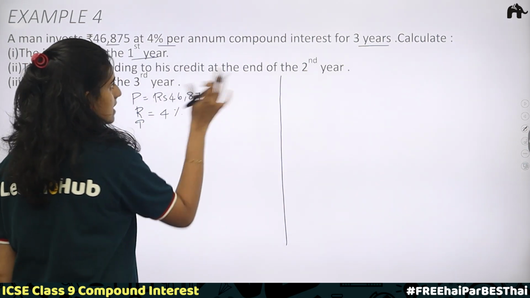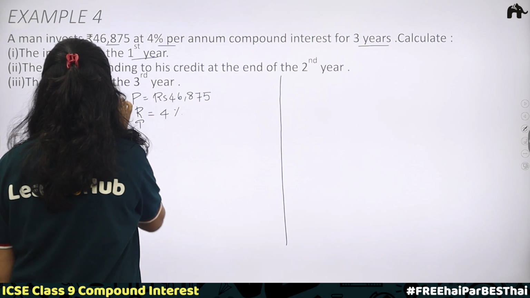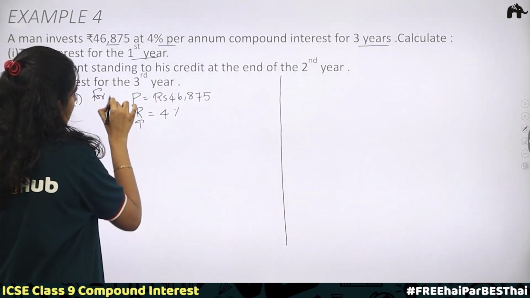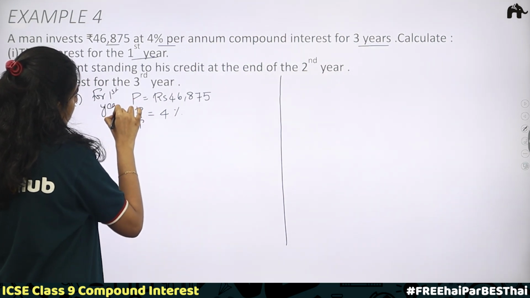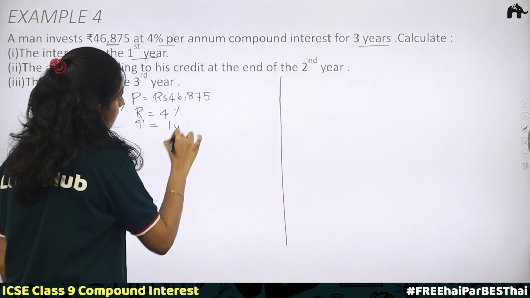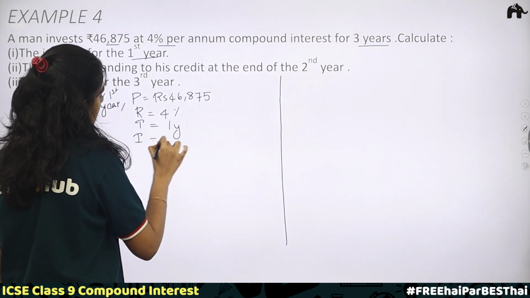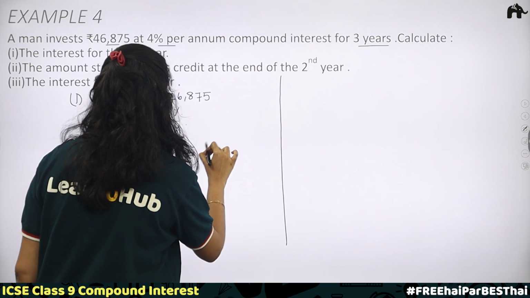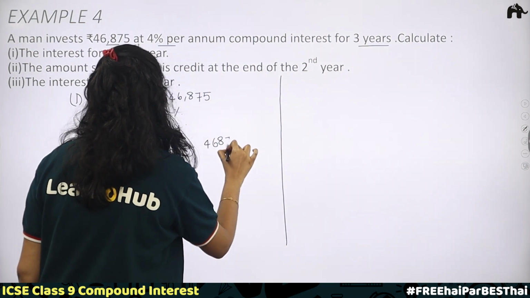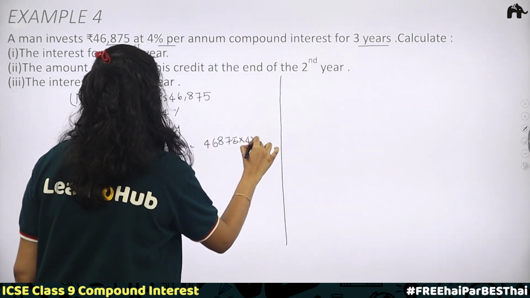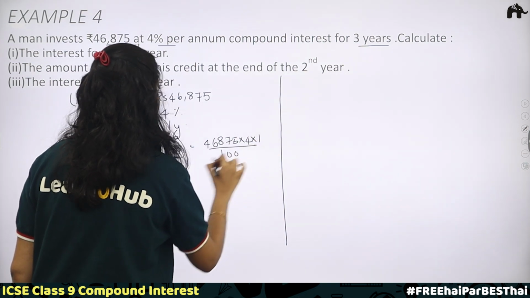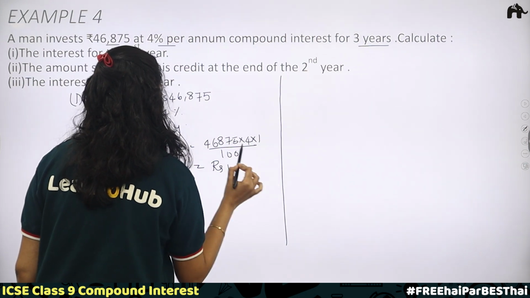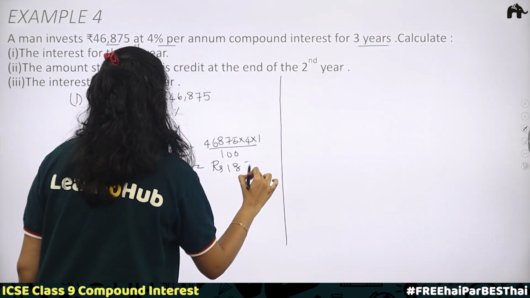Time is 3 years. So here we are going to find, for the first part of the question, for first year. Therefore time will be 1 year. What is the interest? Interest is PTR divided by 100, which is equal to 46,875 into 4 into 1 divided by 100. When you calculate, you will be getting rupees 1,875.